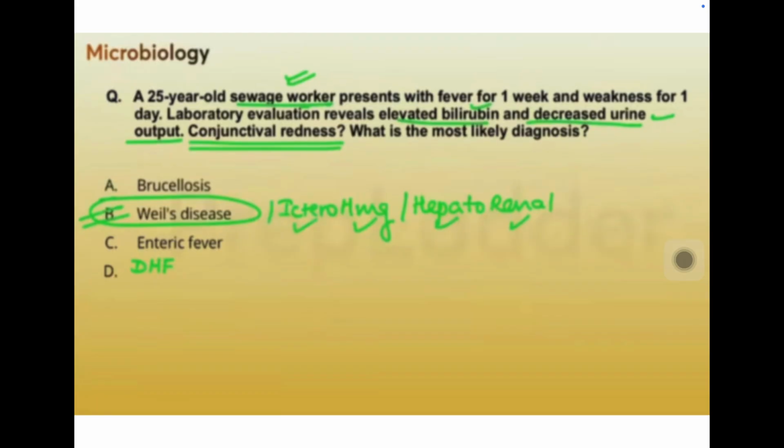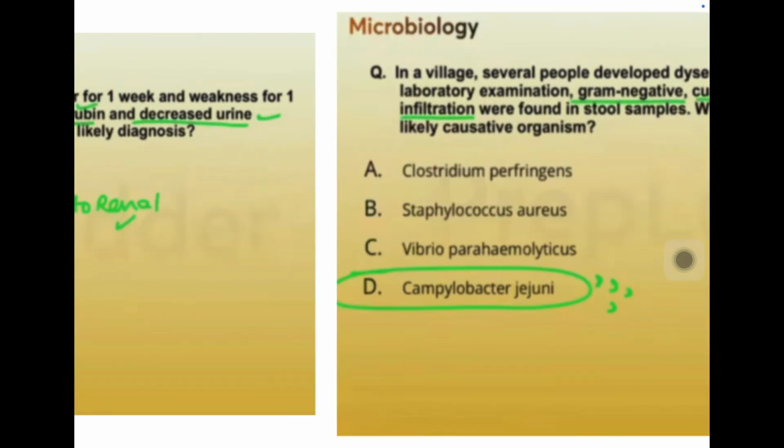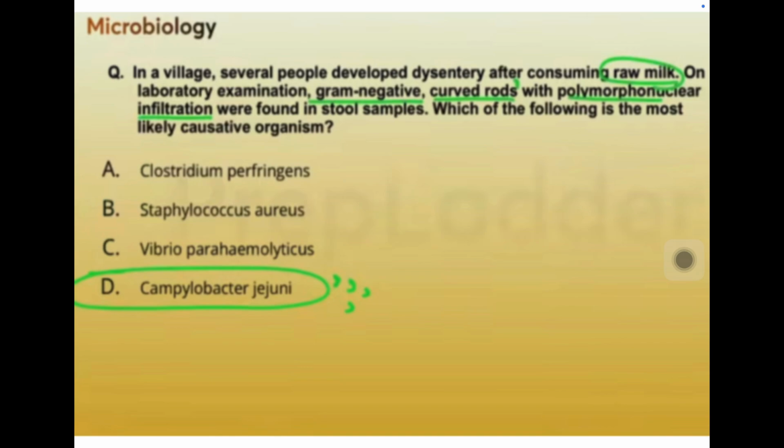also has conjunctival hyperemia. In a village, several people developed dysentery after consuming raw milk, and on laboratory examination, it was not a village, actually, it was a place where people had gathered and someone brought raw milk and everyone got sick. They had blood-stained diarrhea followed by watery diarrhea. They also had vomiting present, and the answer here is Campylobacter jejuni.